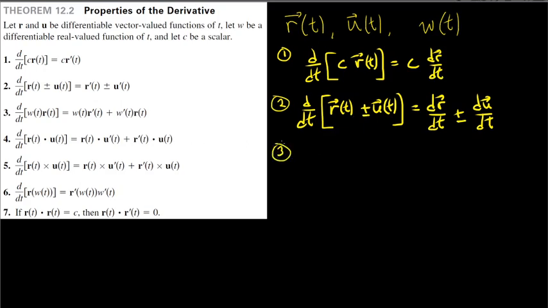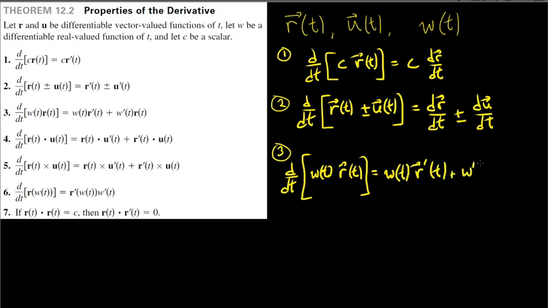Rule 3 is a little bit trickier because it's the derivative of a product. You're multiplying a scalar function, w of t, times a vector function, r of t. It's not a dot product, because it's a scalar times a vector, ordinary scalar multiplication. But it's still a product, so we apply the product rule: first times the derivative of the second, plus second times the derivative of the first. So that's rule 3.